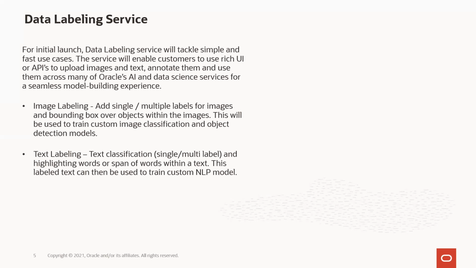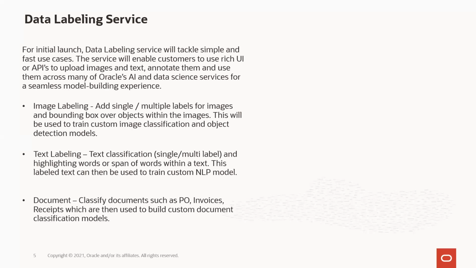The next data format we are supporting is text. For text, we will be supporting the .txt format, where you'll be able to create text classification, and you can highlight words or spans of words within a text. These can then be used to build text classification models, or you can build entity recognition, topic models, or entity extraction models with your NLP algorithms.